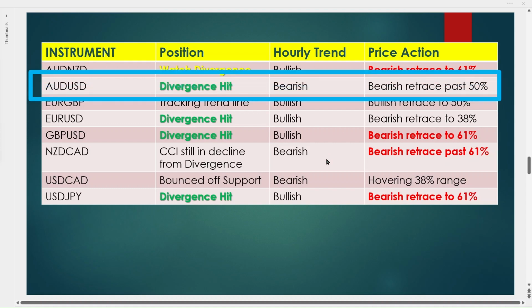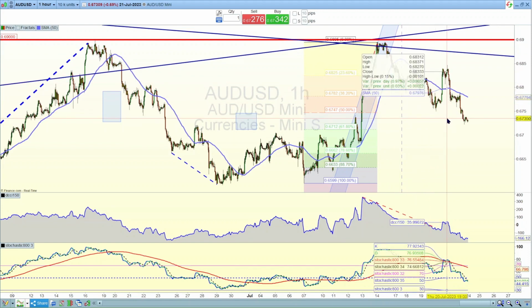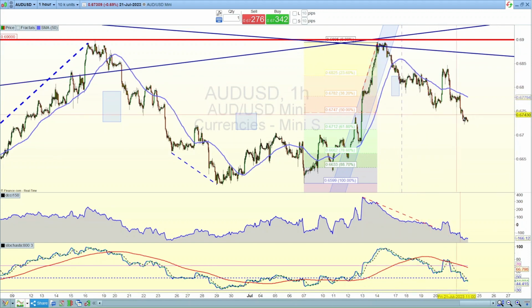Next, we're going to talk about the Aussie US. The Aussie US has actually retraced past the 50%, and its divergence has been hit. Again, on the Aussie US, you can see since our last video the price has retraced back from that resistance, the bearish divergence on the CCI. It broke down and hit our target, and actually it's gone down beyond that, and now it's retracing past the 50% level.